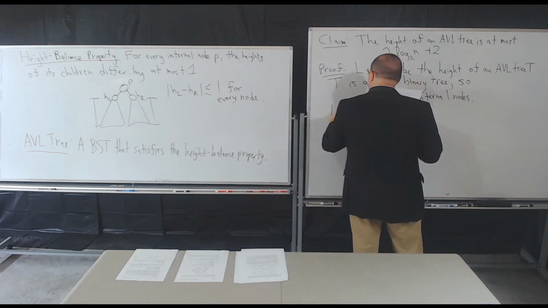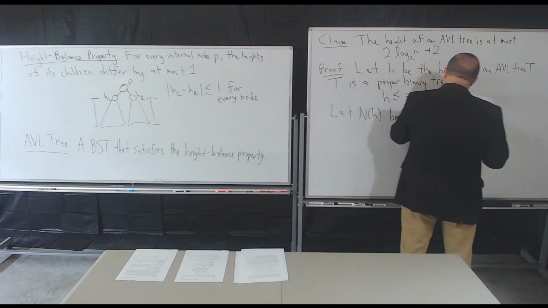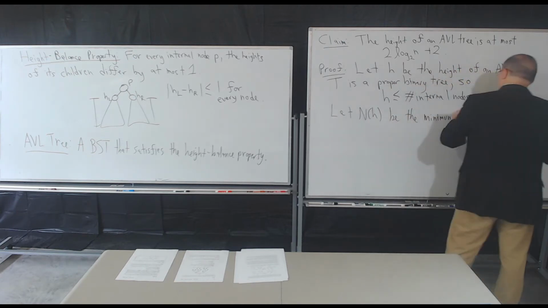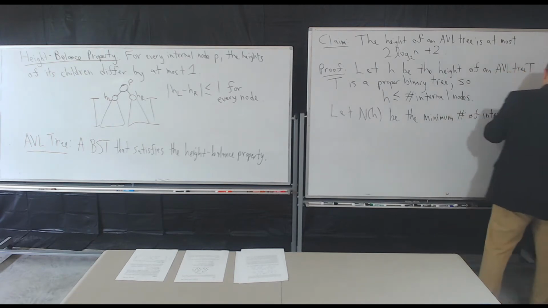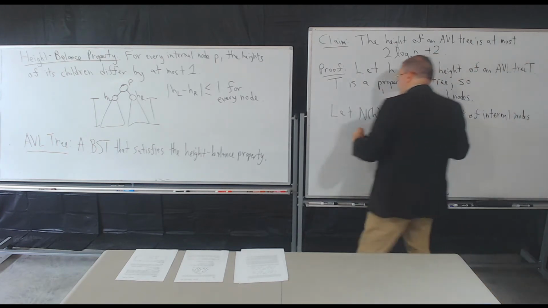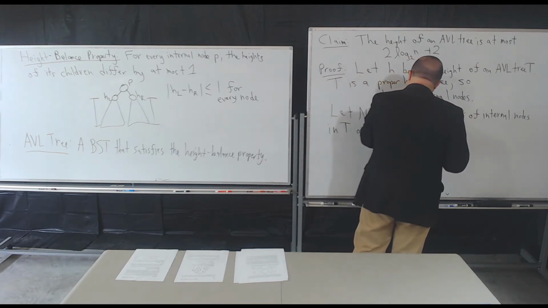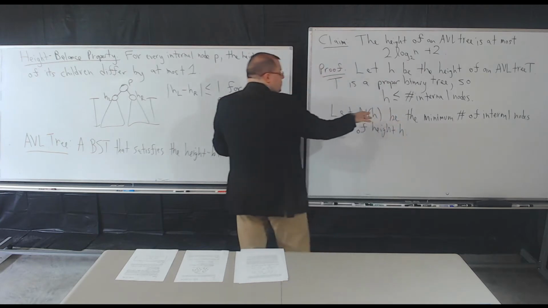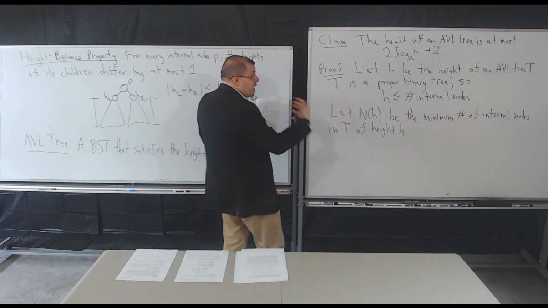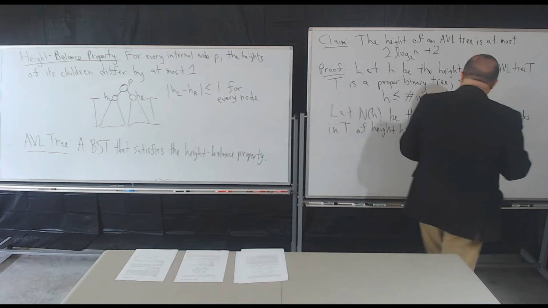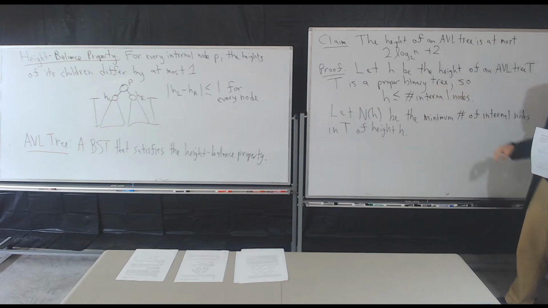So here we go. Let n of h be the minimum number of internal nodes in T of height h. So n of h, where h is the parameter I feed n, and h is the height. The idea is that I'm going to find a minimum number of internal nodes so I can make this as small as I possibly can on this side.